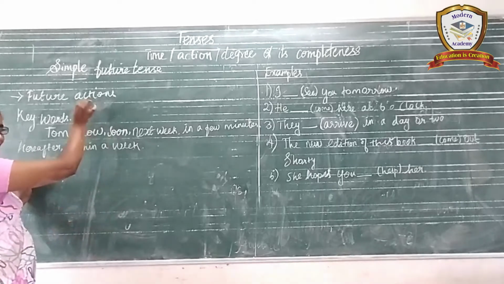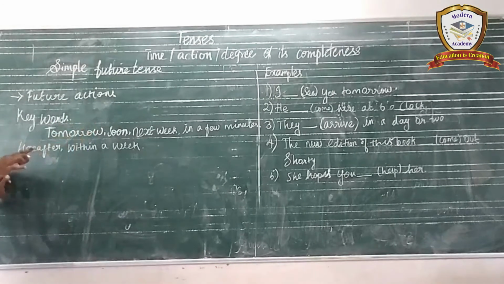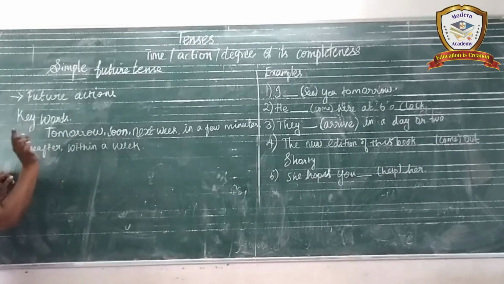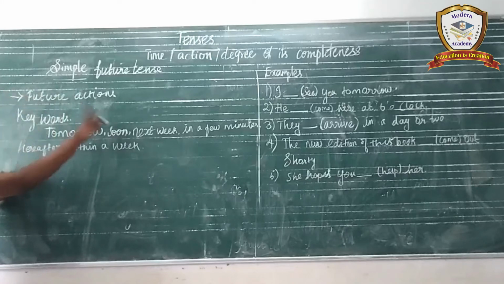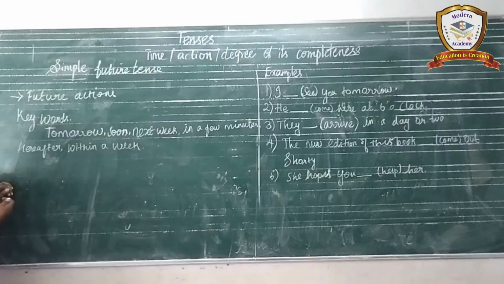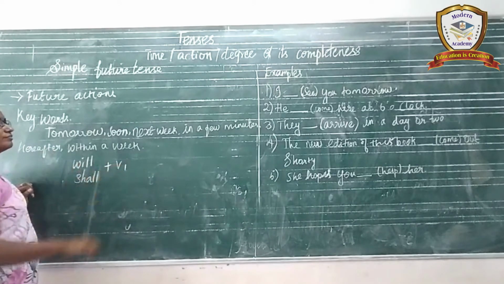The action which will happen in the future. Clues are tomorrow, the next day, the following day, the following month, the following week, the following year. We also have to use the simple future tense for sentences which express determination, promise, surety. Listen carefully. Other clues are tomorrow, soon, next week, in a few minutes, hereafter, within a week, within a month, in a day or two. These are the clues for simple future tense. And how to write the simple future tense verb? Will or shall plus B1.